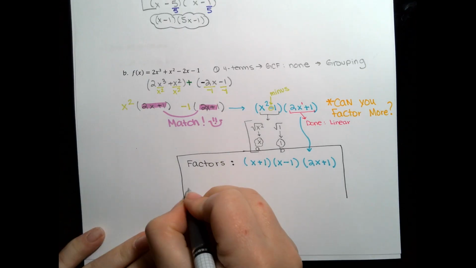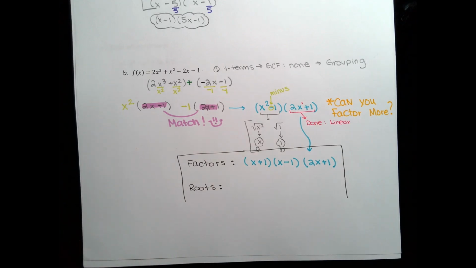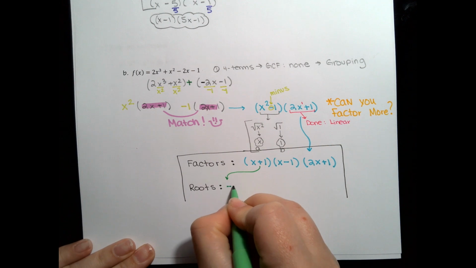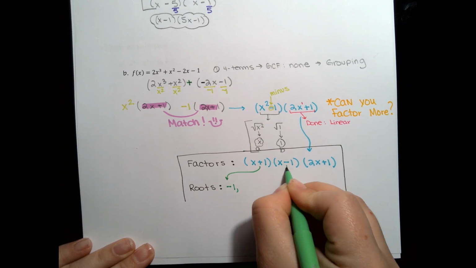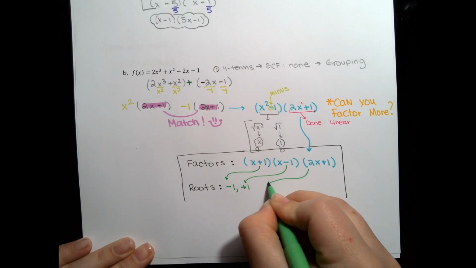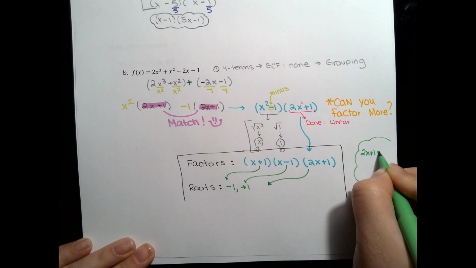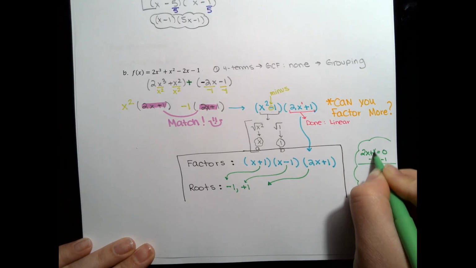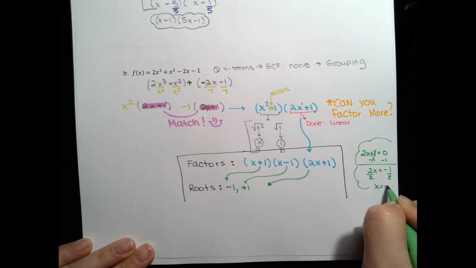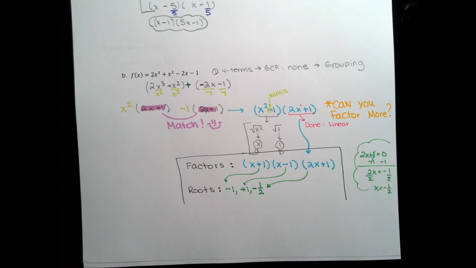Next, we're going to go ahead and convert those factors into roots. So I'm going to do the opposite of what I see. You can set each factor equal to 0 and solve. So I see a positive 1, I write a negative 1. I see a negative 1, I write a positive 1. Here is where we're going to set this equal to 0 and solve. And I get a negative 1/2 for my roots.